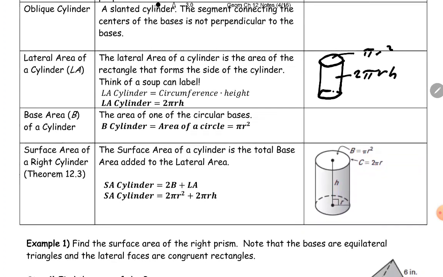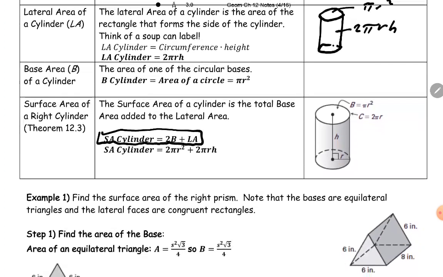Surface area of a cylinder, again, same formula here, 2B plus LA, or lateral area: 2 times the base plus the lateral area. So in this formula, pi r squared represents the area of a circle. There are 2 of them. And then the lateral area is 2 pi r h.